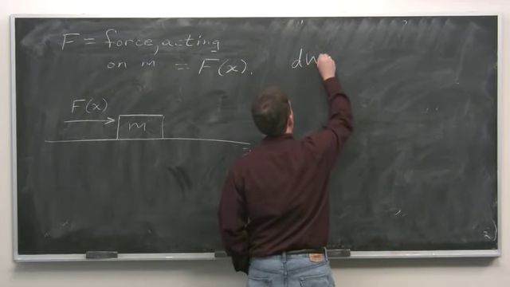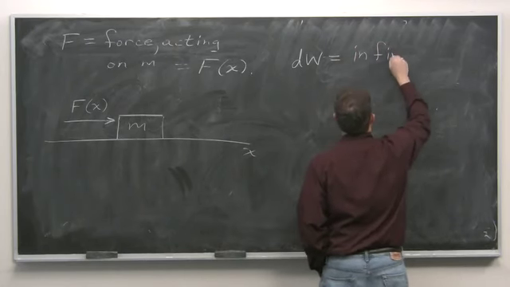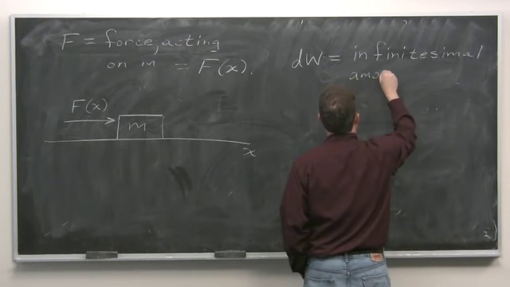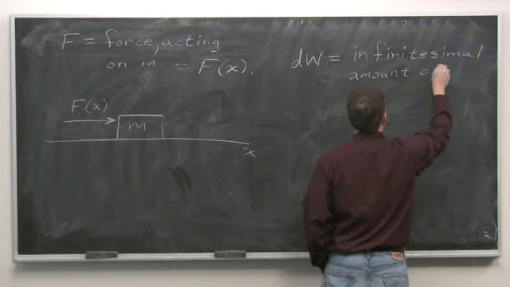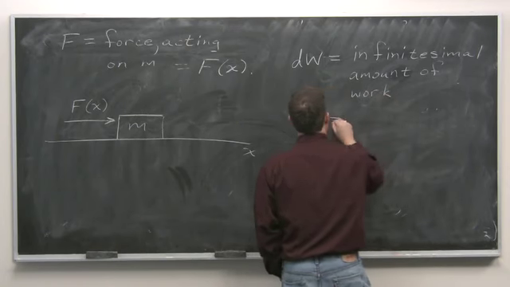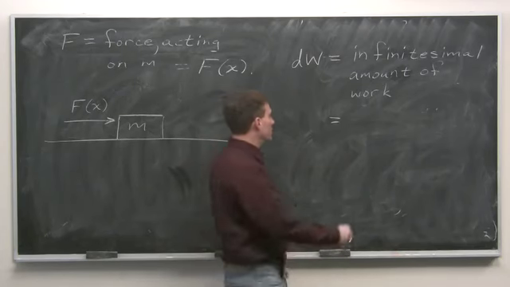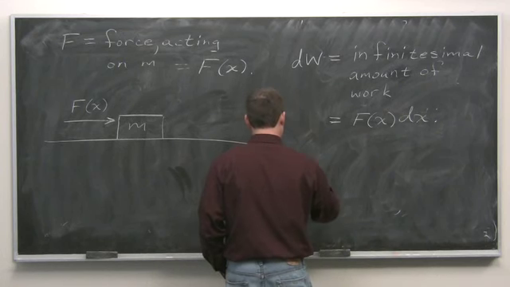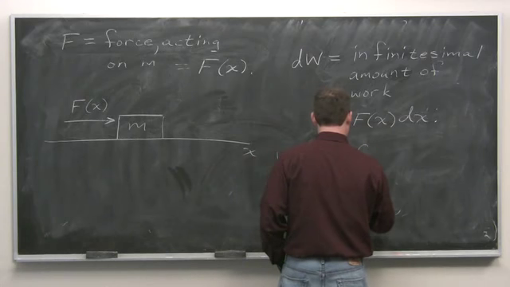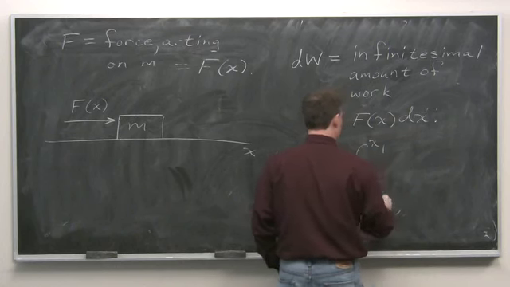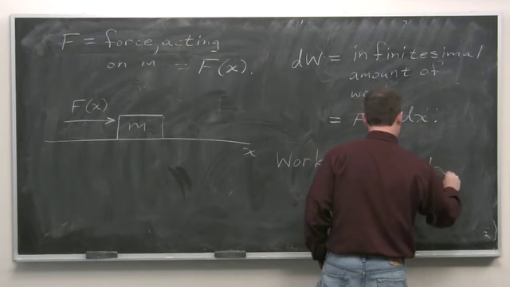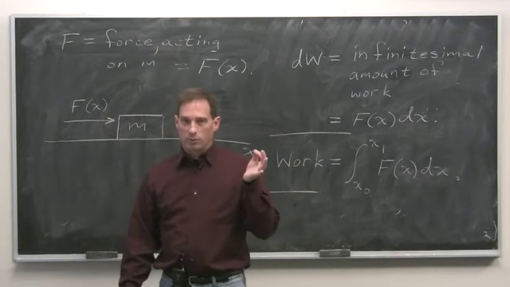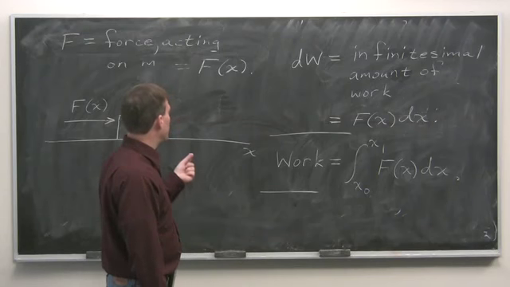So the infinitesimal amount of work, dW, in displacing it some infinitesimal dx is f of x times dx. And so the total work is you integrate as x goes from some initial x coordinate to some final x coordinate. You take the continuous sum of all these infinitesimal contributions of work. So you integrate the force with respect to infinitesimal changes in the x coordinate.